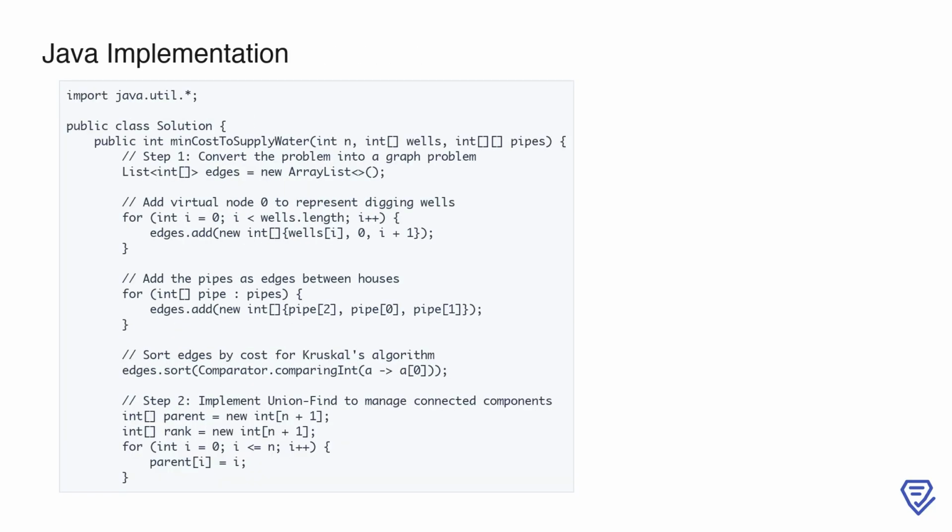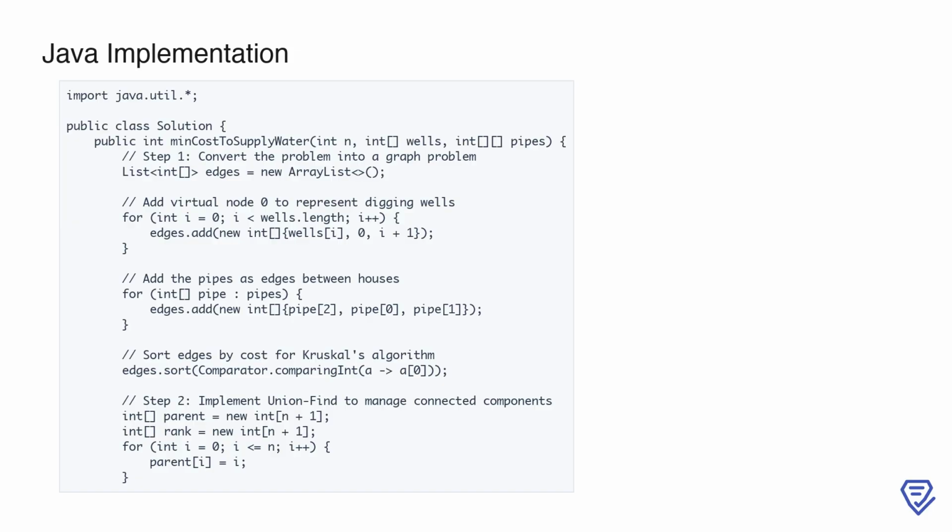To solve the problem of minimizing the cost to supply water to a village, we can break it down into a graph problem. We start by creating a list of edges to represent the connections. First, we add a virtual node, represented as node 0, which connects to all houses with the cost of digging wells. This is achieved by iterating through the wells array and adding an edge from node 0 to each house with its respective well cost.